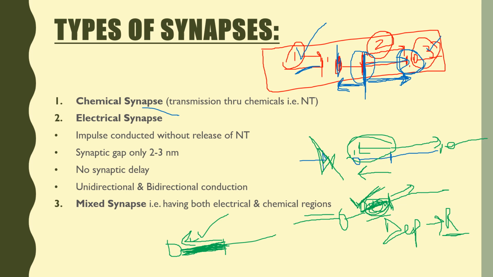Okay, and then coming to the mixed synapse. A mixed synapse is a particular kind of synapse where a chemical neurotransmitter is released and there is also an electrical connection. These mixed synapses are not present in human beings.